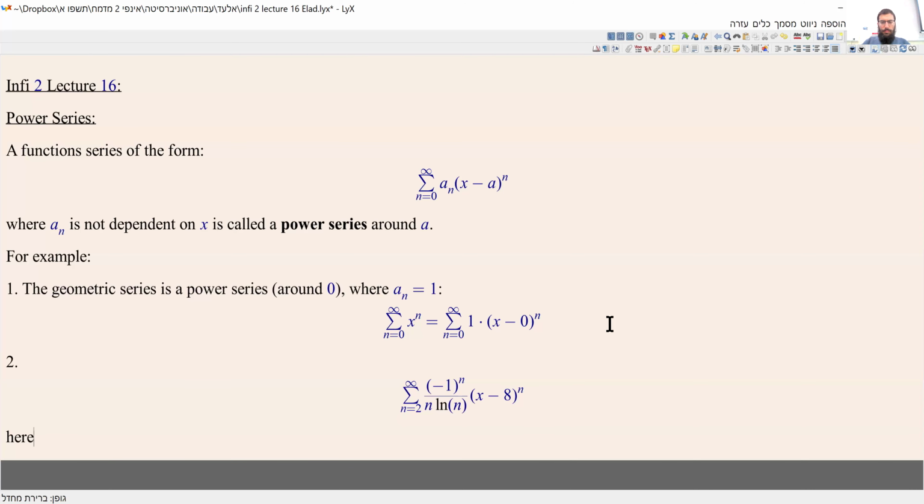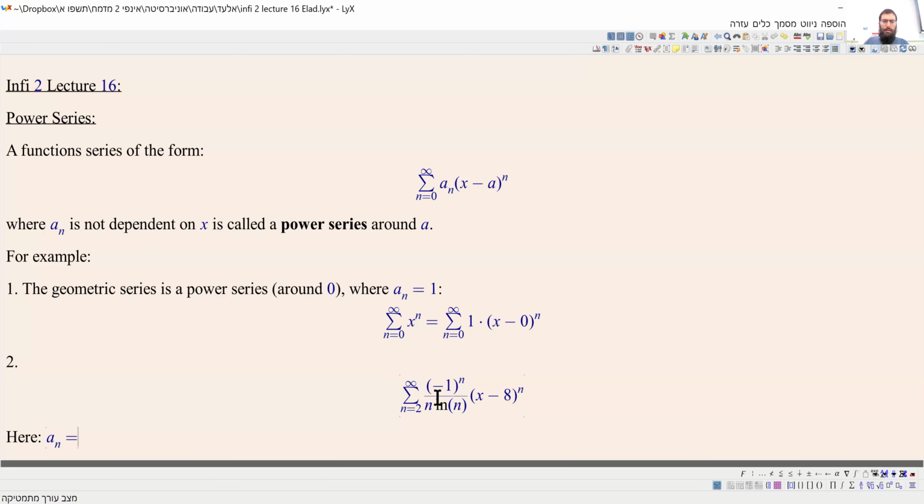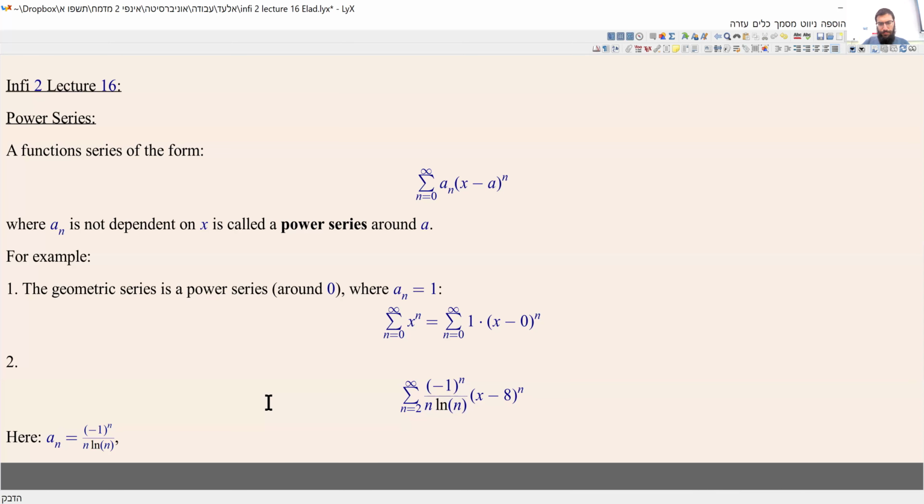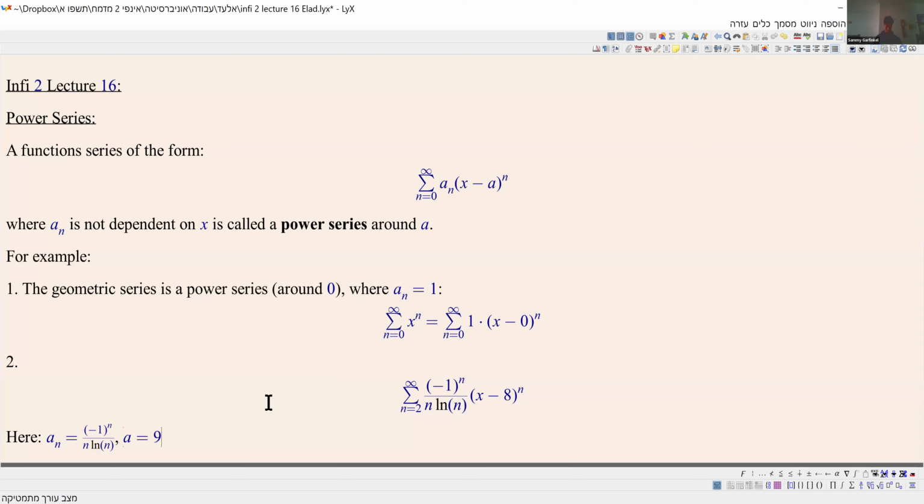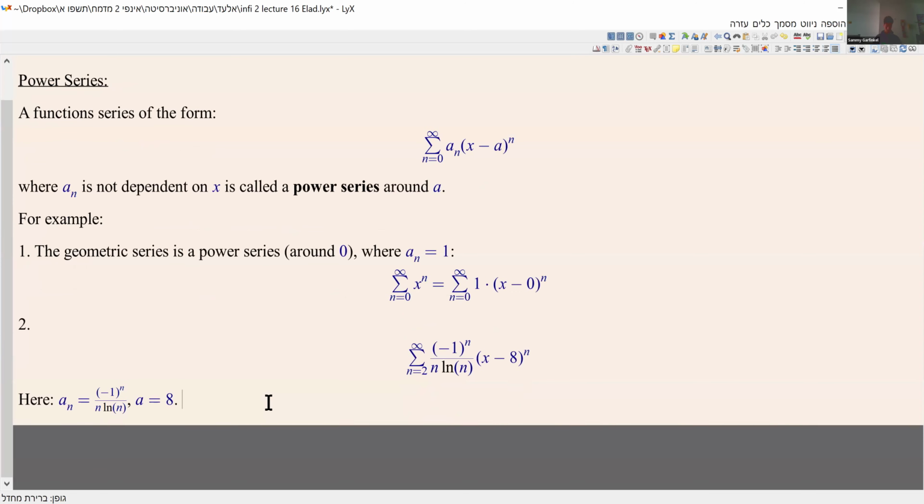Here, the coefficients a_n are minus 1 to the power of n times ln n, and a is 8. It's not dependent on x. It can be dependent on n, but not on x.